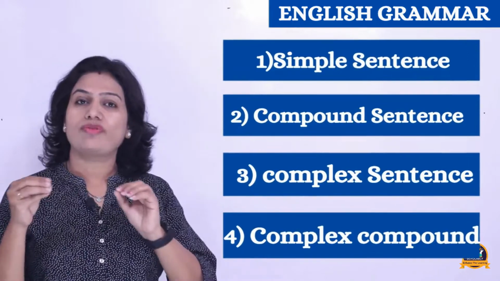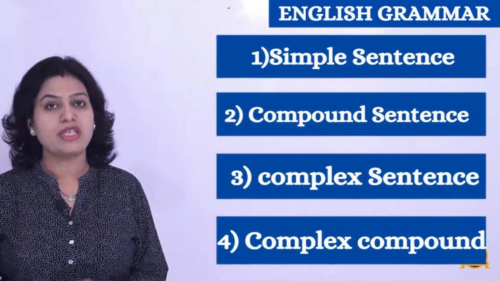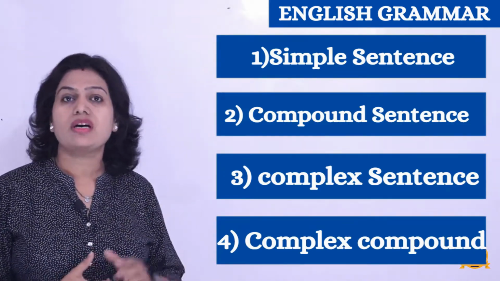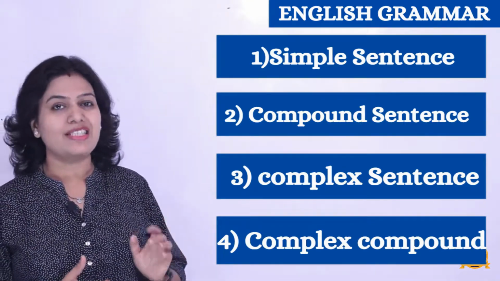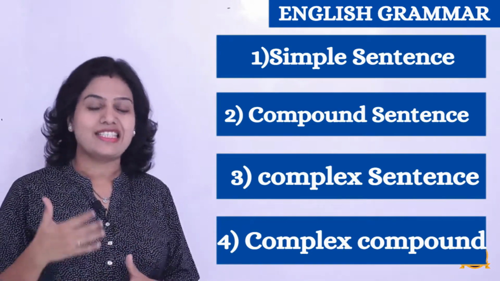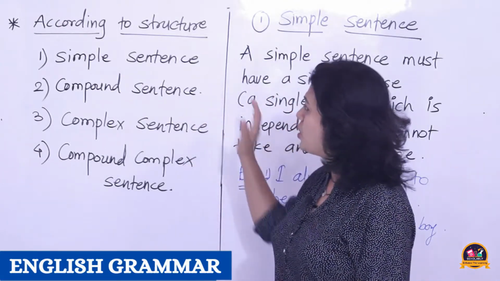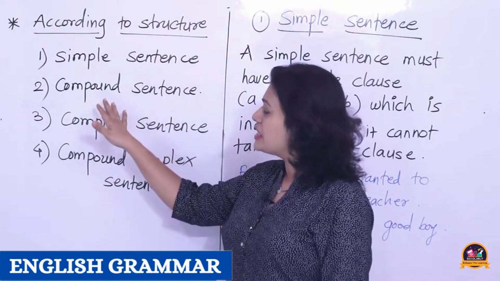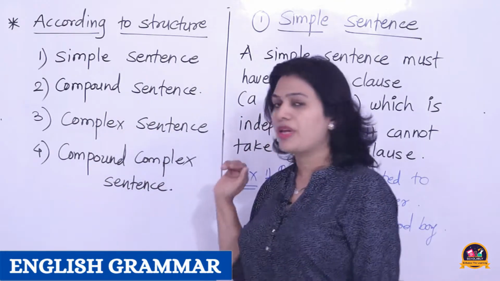According to the structure of the sentence, they are classified into four main types. First one is a simple sentence. Second one is a compound sentence. Third one is a complex sentence, and fourth one is a compound complex sentence. Let's learn in detail. So these are the four types according to the structure of a sentence.